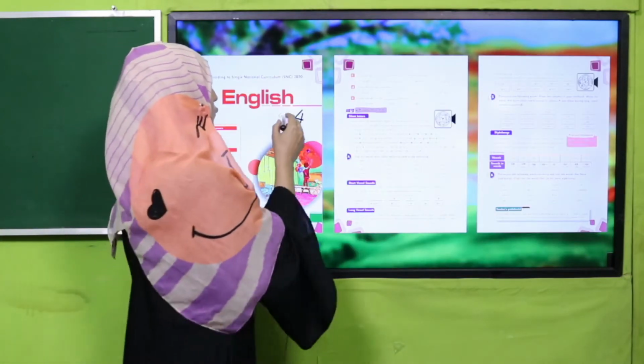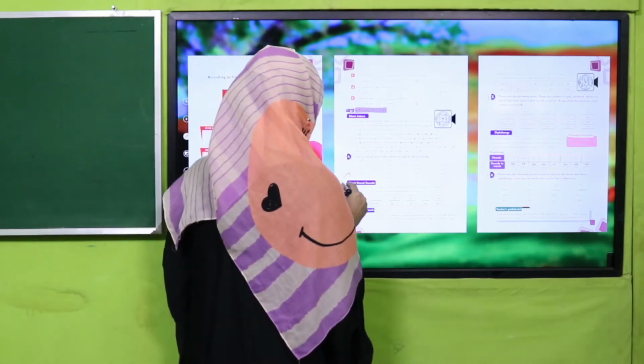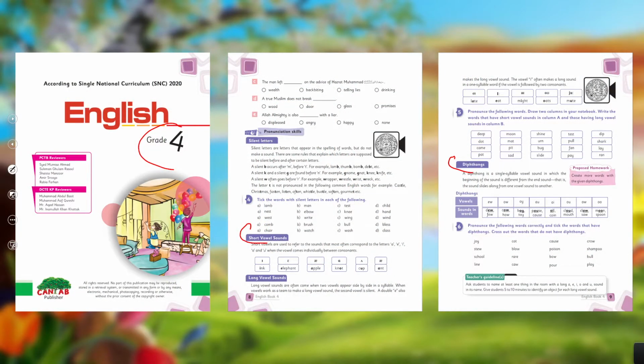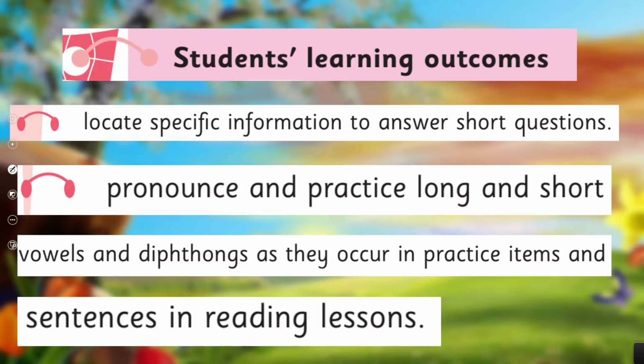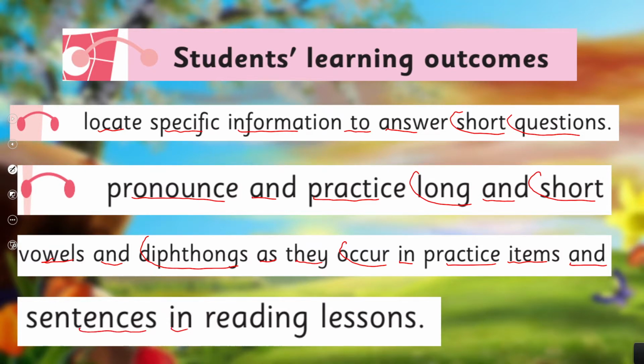Before in English for grade 4, we have already learnt about short vowel sounds, diphthongs and long vowel sounds. So our today's students' learning outcomes are: locate specific information to answer short questions, pronounce and practice long and short vowels and diphthongs as they occur in practice items and sentences in reading lessons.